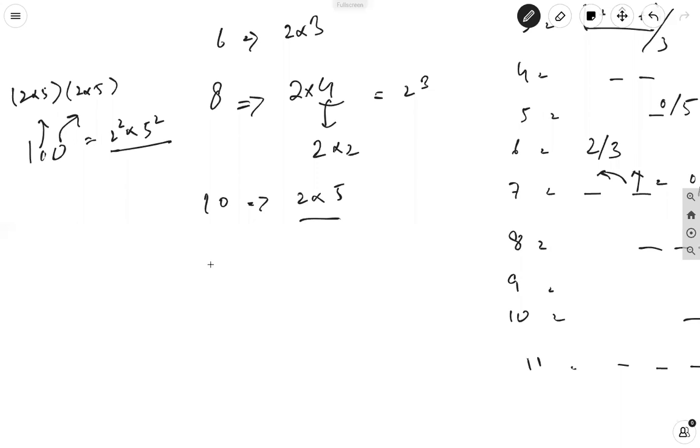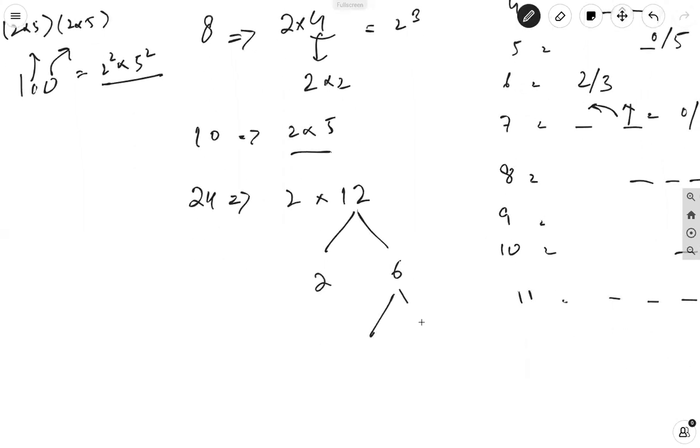Okay, so one more example. For example, we have 24. The least prime number is 2, so 2 into 12. 12 is also not a prime number, so 2 into 6. Now 6 is also not a prime number, so 2 into 3, right? So the prime factorization of this is 2 cubed into 3, right? Okay.